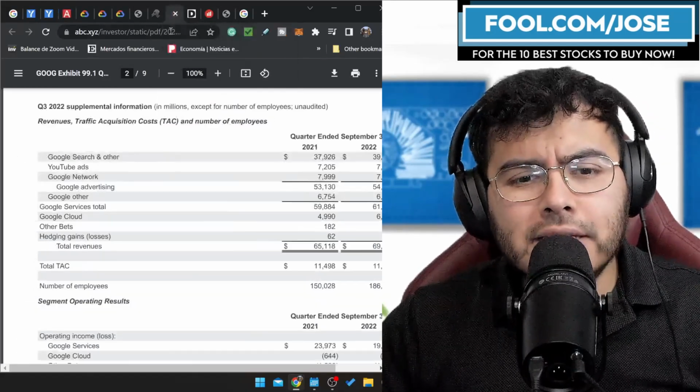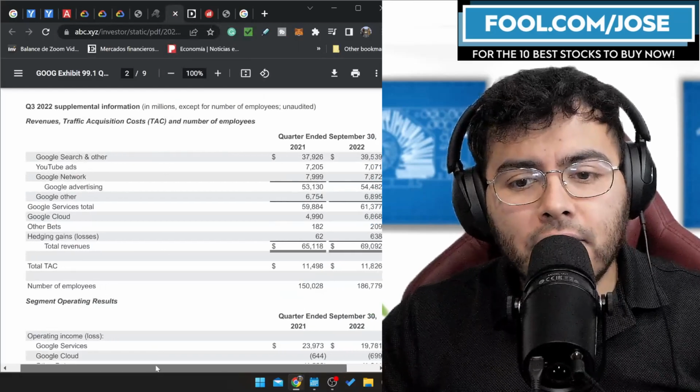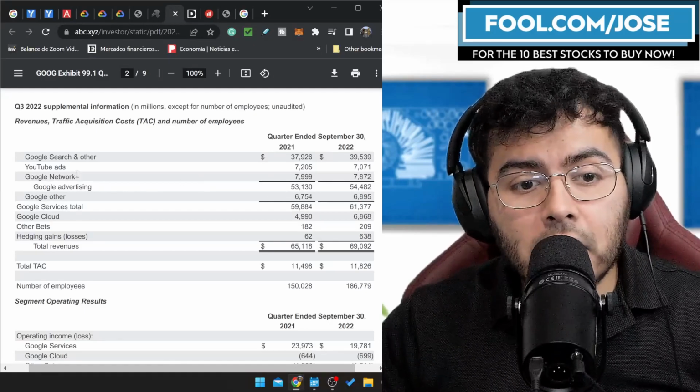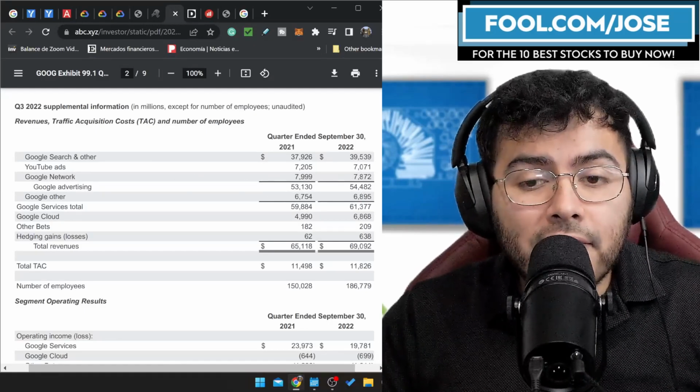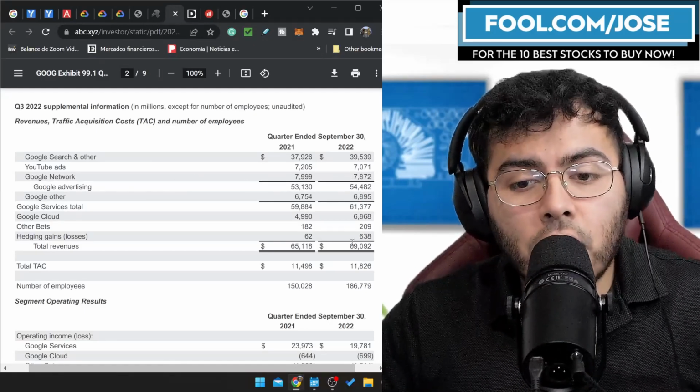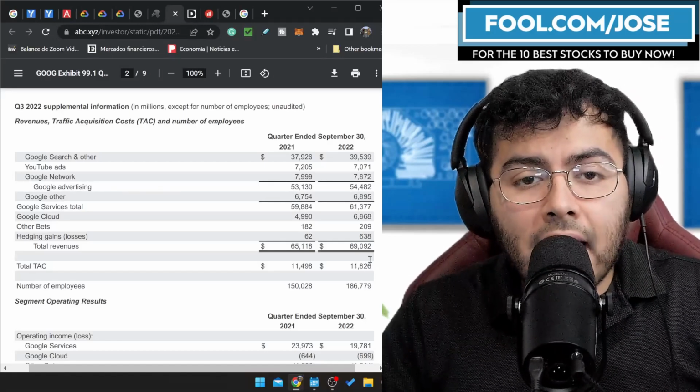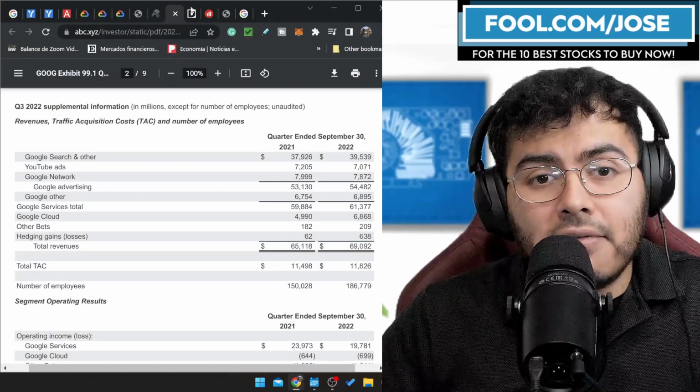Now, the third reason, and I want to say this is the bread and butter for the company, is their advertisement solution. We can see Google advertisement made up roughly $55 billion in the most recent quarter out of that $69 billion for total revenue. So we can see this is heavily dependent on the advertisement market.